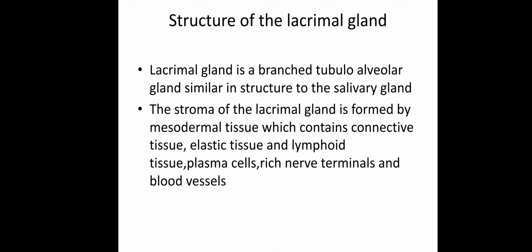The lacrimal gland is a branched tubular alveolar gland, similar to the structure of the salivary gland. The stroma of the lacrimal gland is formed by mesodermal tissue which contains connective tissue, elastic tissues, lymphoid tissue, plasma cells, rich nerve terminals and blood vessels.